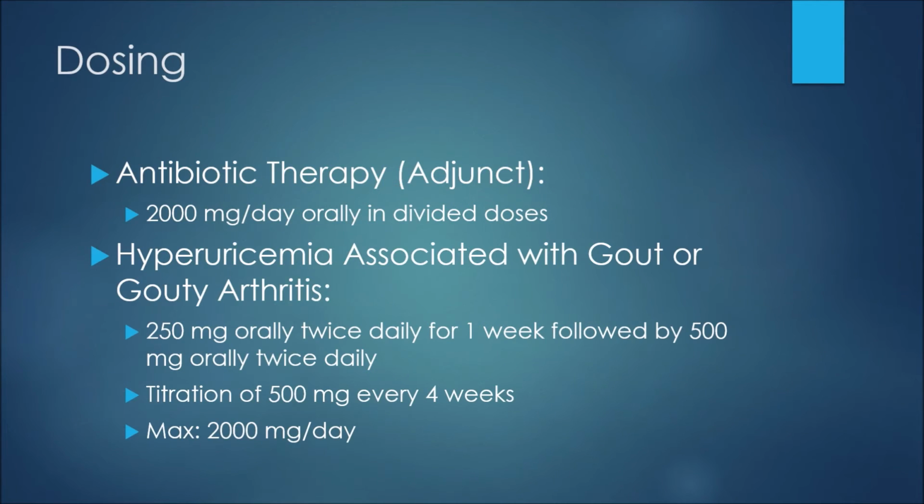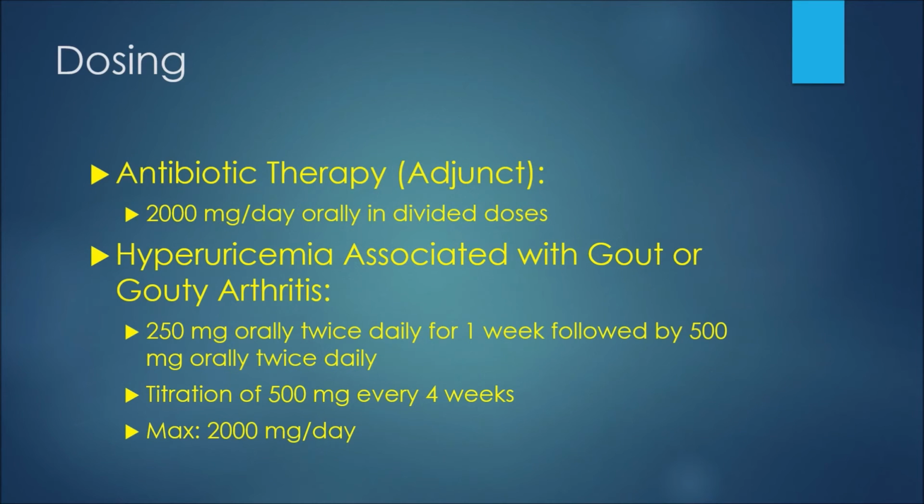Now for some examples of dosing with Probenecid. So when this medication is being used as an adjunct for antibiotic therapy, we may see 2,000 milligrams per day given orally in divided doses. When it's being used to treat hyperuricemia associated with gout or gouty arthritis, we may see 250 milligrams orally twice daily for 1 week, followed by 500 milligrams orally twice daily. After this, the titration will be 500 milligrams every 4 weeks, and the maximum dose would be 2,000 milligrams per day.